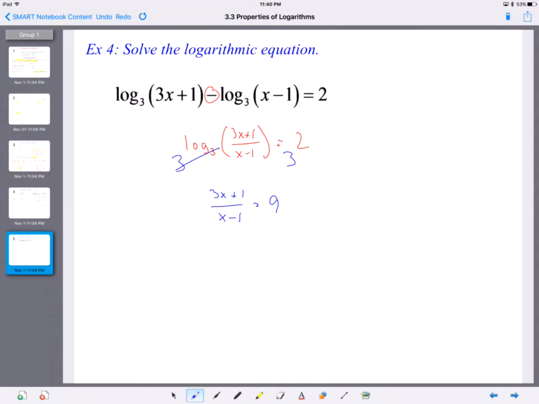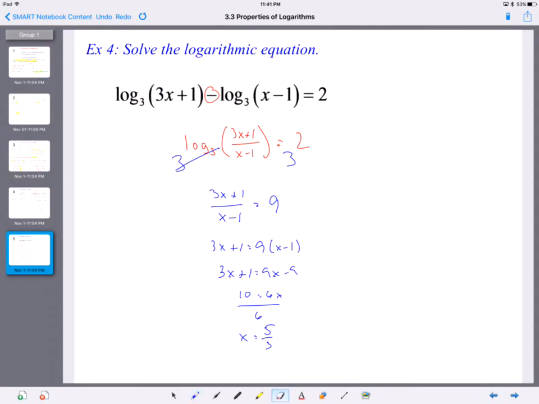You can cross multiply by x minus 1. That'll be 3x plus 1 equals 9 times x minus 1. And at this point you should be good to go. Distribute. I'm going to subtract the 3x, add the 9, and so divide by 6, and x is equal to, simplify the factor of 2 out, and that's 5/3.